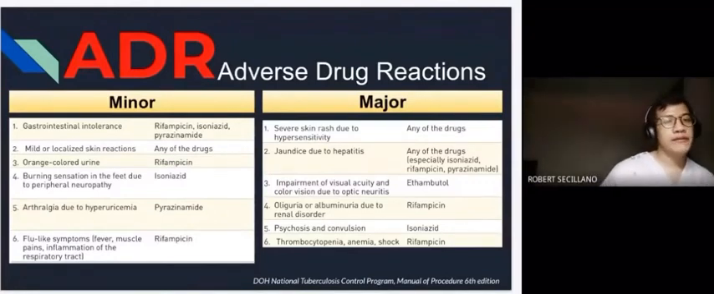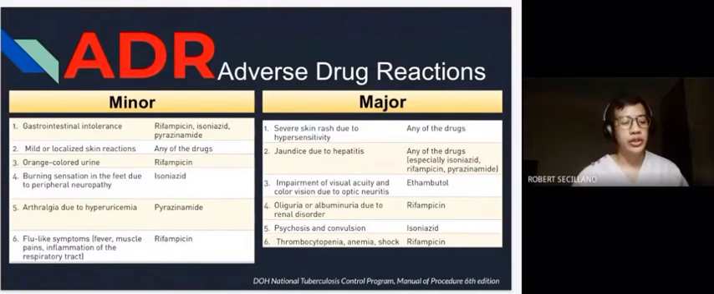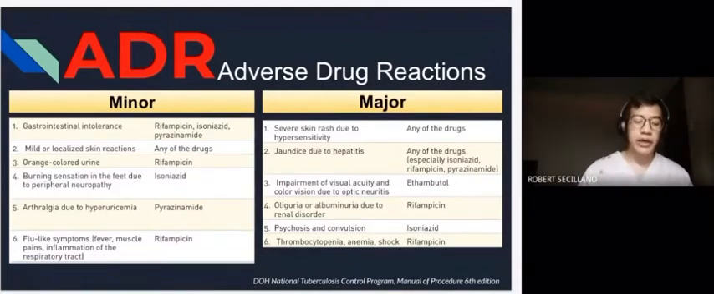So we just have to treat the drug interaction. For example, if the patient develops gastrointestinal intolerance because of rifampicin, isoniazid, and pyrazinamide, we can give the drugs with meals. Next, if the patient develops any mild or localized skin reaction, we can give antihistamine. And also, for the expected drug reaction of orange-colored urine from rifampicin, we can reassure the patient that it is harmless.